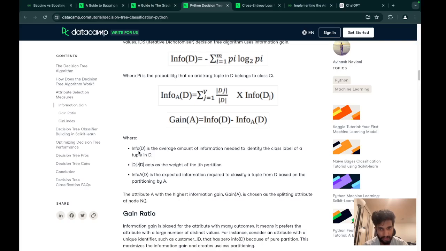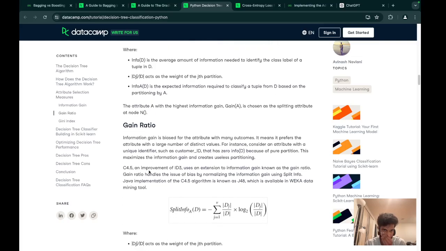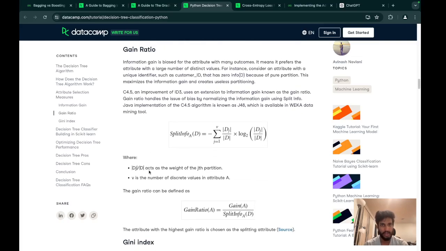Info of D is the average amount of information to identify the class label of a tuple in D. D is a data set. Dj by D is the weight of the jth partition. Okay, j is the partition, so you're like chunking it. And Info of A, D is the expected information required to classify a tuple from D based on the partition by A. Gain ratio. Information gain is biased toward attributes with many outcomes.